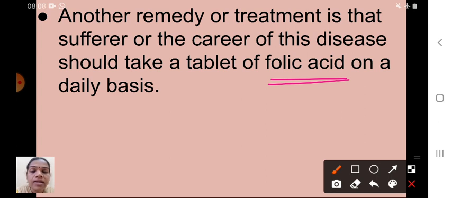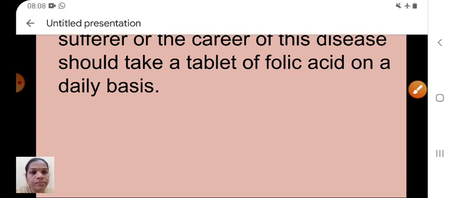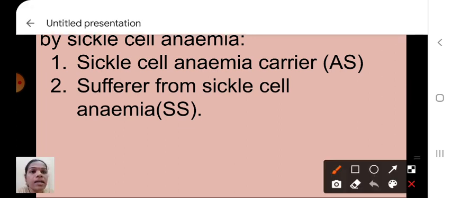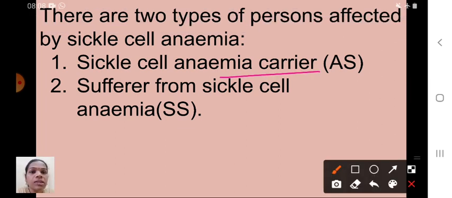Understood now, children? So now see, there are two types of persons affected by sickle cell anemia. One is AS, that is the sickle cell anemia carrier, and another one is the sufferer from sickle cell anemia.